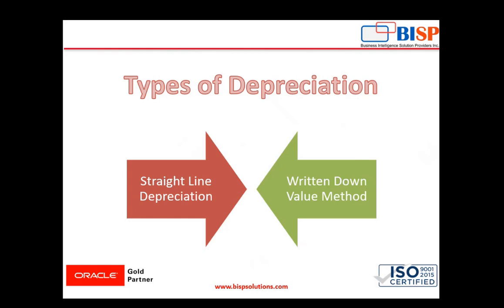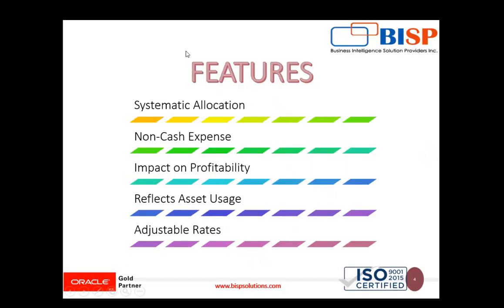So the features of depreciation. There is systematic allocation of assets. It means depreciation is spread over the asset's useful life in a systematic manner, ensuring expenses are matched with income. Then non-cash expenses, where it doesn't involve actual cash flow, rather it is an accounting entry.